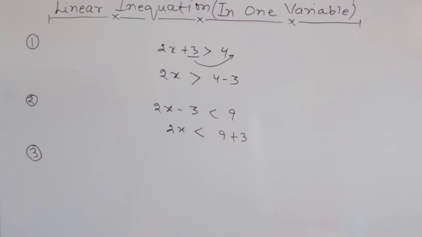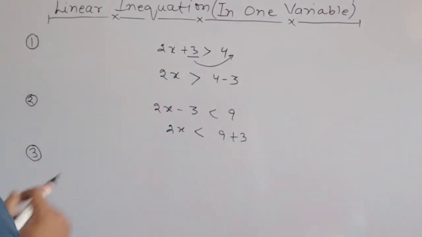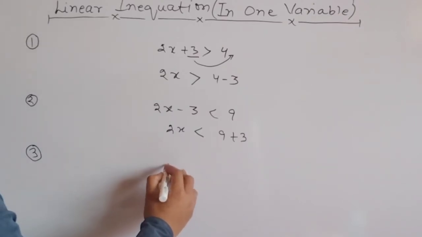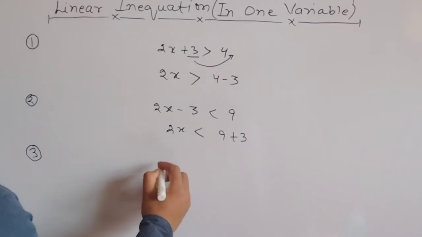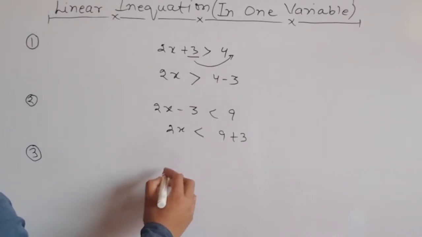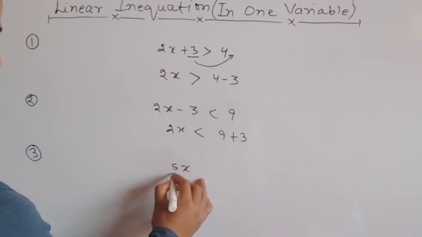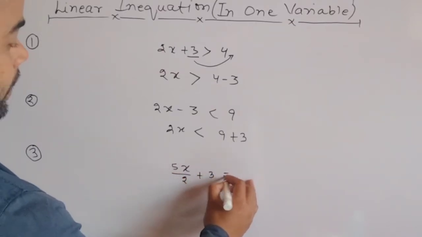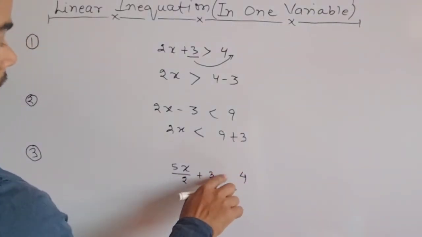So our third rule is, if we multiply by any positive number in an inequality on both sides, the sign of inequality will not change. Okay, the sign of inequality will not change. Suppose 5x by 2 plus 3 equals to 4. Okay, sorry, in the inequality there must be an inequality sign, not an equality sign.